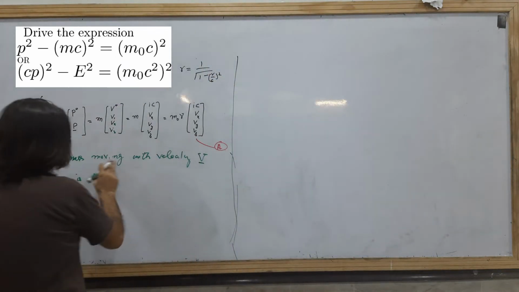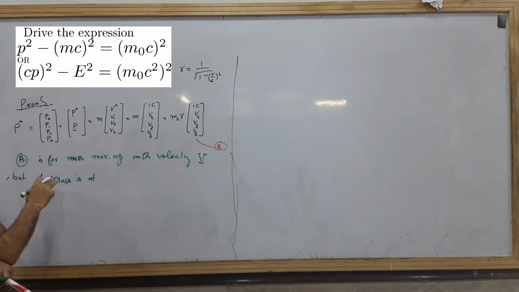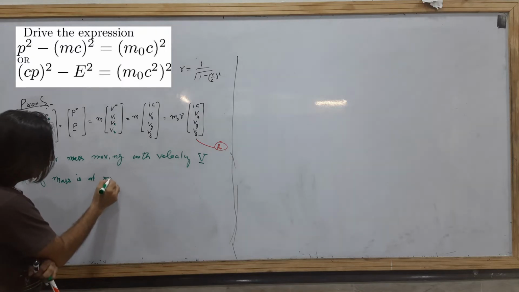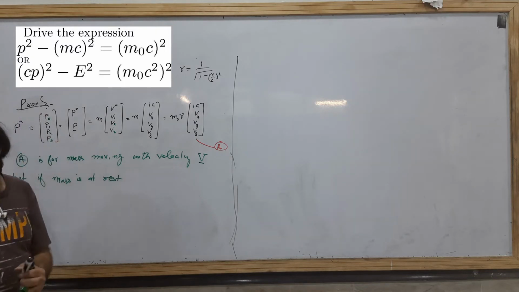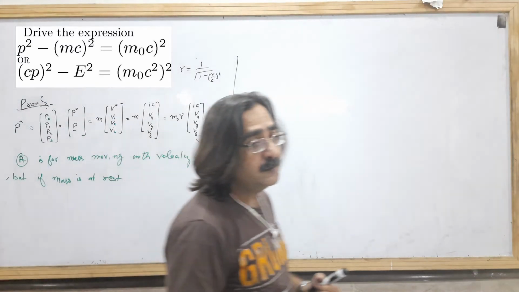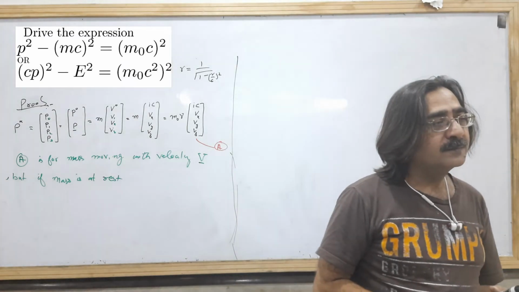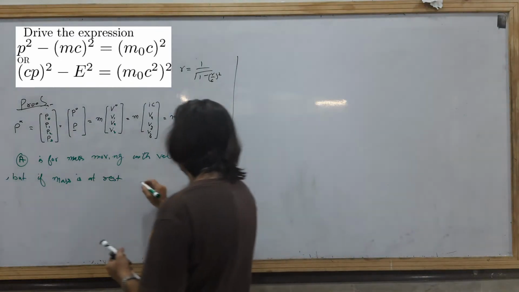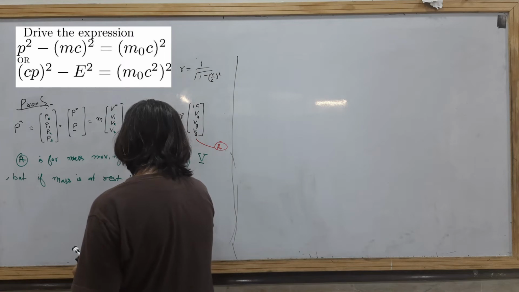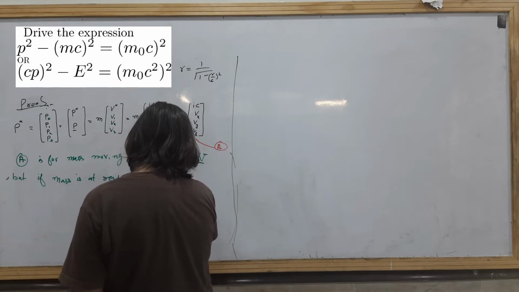So if A is a mass moving with the velocity, but if mass is at rest, if mass will be at rest, then we will be zero.